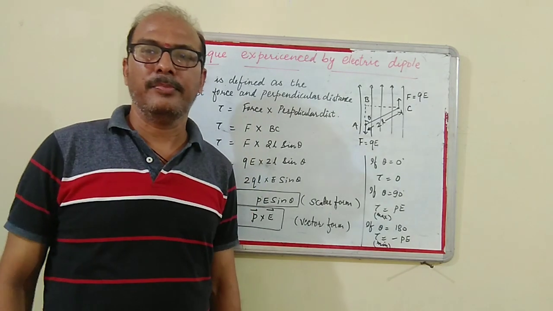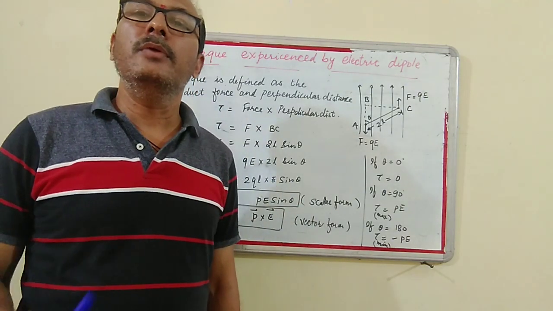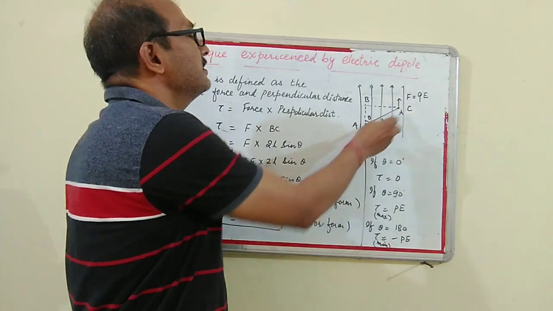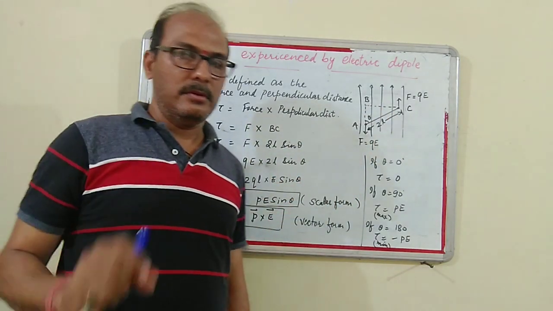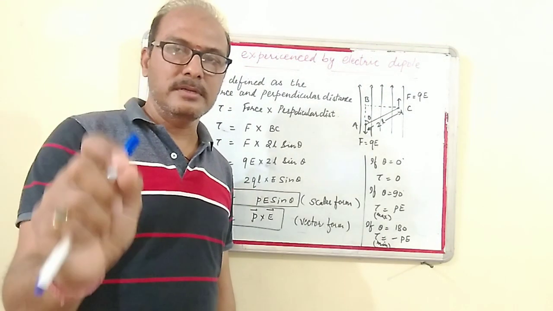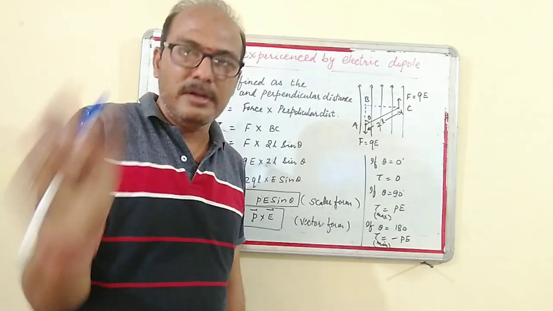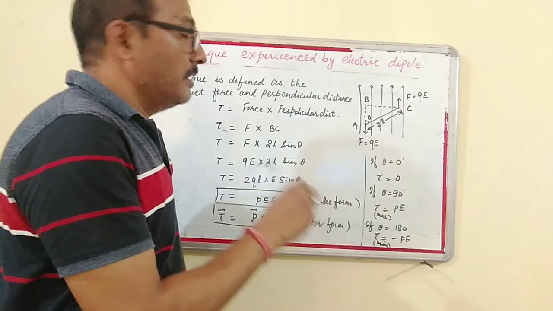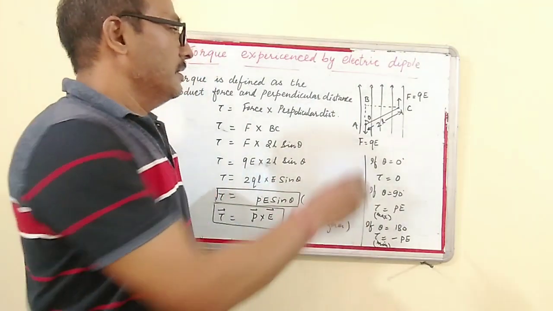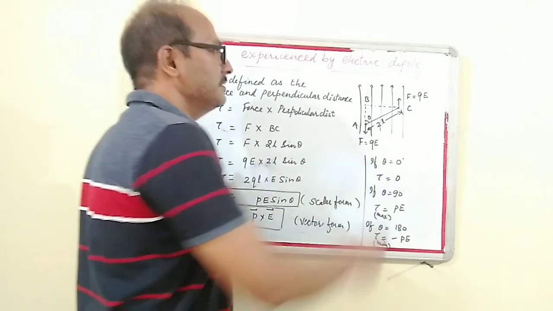In the same manner, we place a dipole in a uniform electric field. In an earlier class we learned that a dipole is two equal and opposite charges placed at a very short distance. They are placed in the uniform electric field, and we know that this electric field is E.